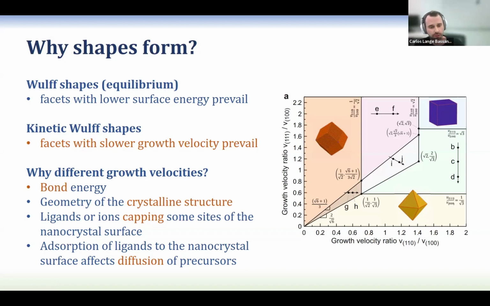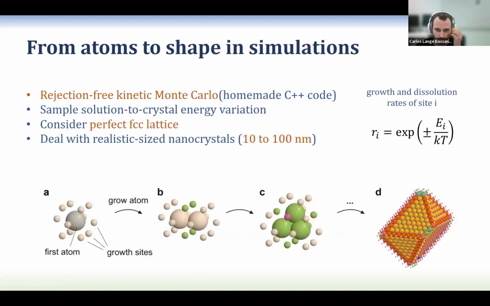They can cap or direct diffusion into some sides of the nanocrystal surface, and so on, right? I will not be talking today about the chemistry part of how. You can find a little bit more on the chemistry side in the paper I just showed you. Today I want to show you how these shapes form, thinking about if we know the energy, how we go to shape.